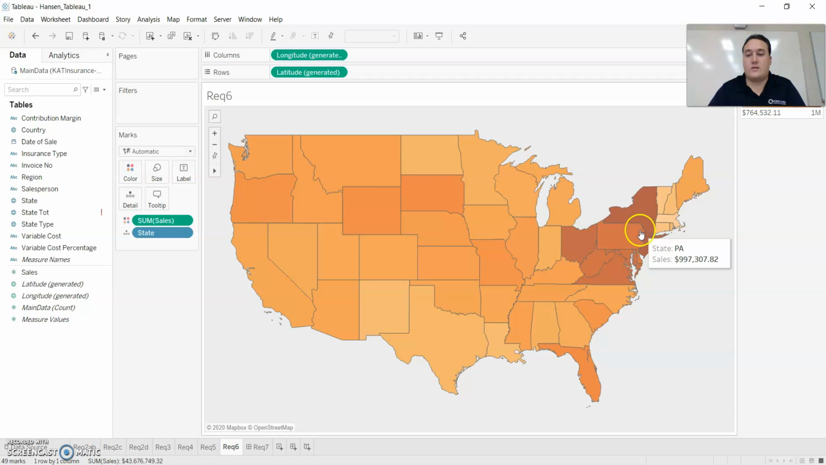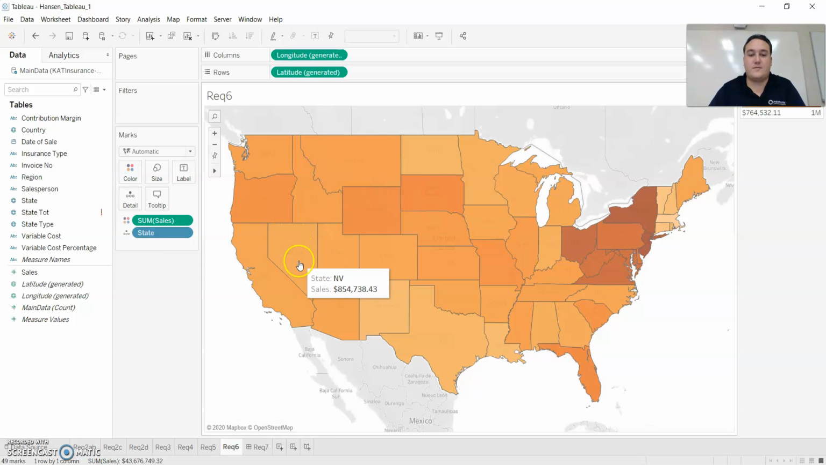At our huge sales states here. So like I said, it's very interactive. You can see where everything is, and you can colorize it if you want, to make it look good.